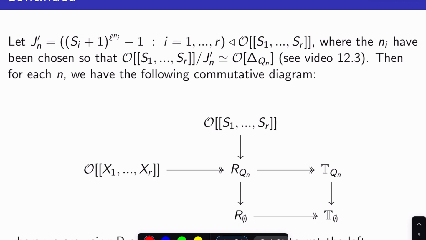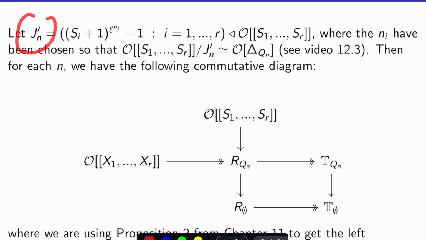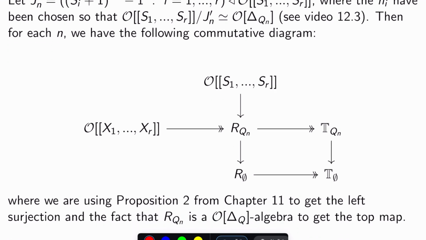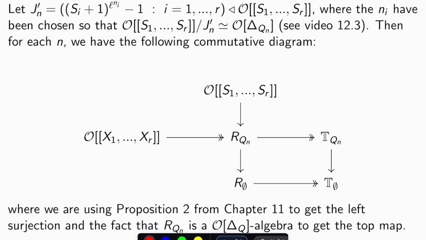Let's continue. Let's set J_n prime to be the ideal generated by all of the (S_i + 1)^(L^(n_i)) - 1 powers. This is an ideal in O[[S_1 through S_r]]. What are these n_i? They've been chosen so that O[[S_1 through S_r]] mod J_n prime is isomorphic to O[Delta_{Q_n}]. That this is possible was discussed in video 12.3. Okay? Well, then for each n, we have the following commutative diagram.